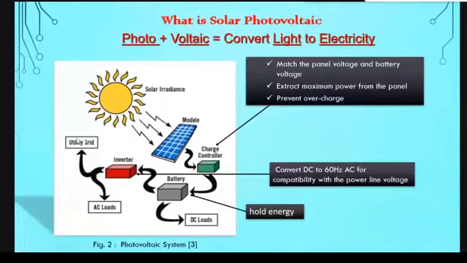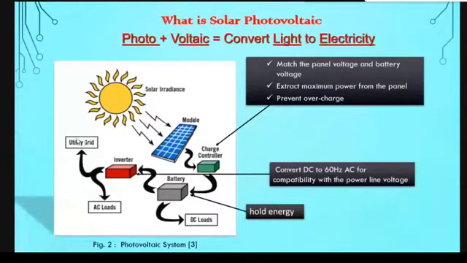Now, what is a cell? What is a module? And what is an array? A cell is the smallest unit of a solar photovoltaic system. This cell has a voltage rating and current rating. The current rating depends on the size of the cell also. But the voltage rating of the solar cell is very low, only 0.5 to 0.6 volt. And considering the demand of the load, in some cases this small voltage is not sufficient.